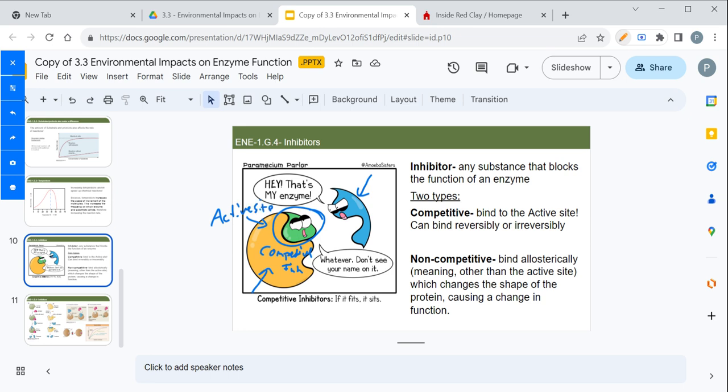while what's called non-competitive inhibitors bind allosterically, or allosteric inhibition, which means that they bind somewhere else on the enzyme to change its shape. And we're going to show you that in a bit. But competitive means that they are on the active site, they fit in there. They're not going to make the chemical reaction occur. They're just saying, you can't make this happen. The whole purpose is that we're blocking the function of an enzyme so that we can turn it off.